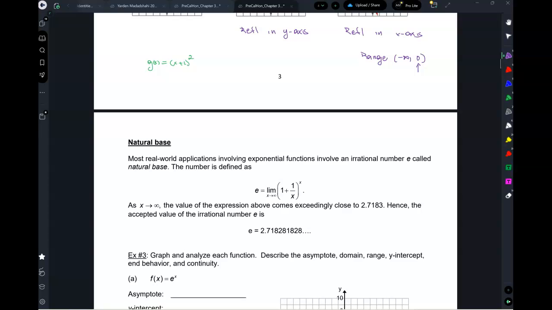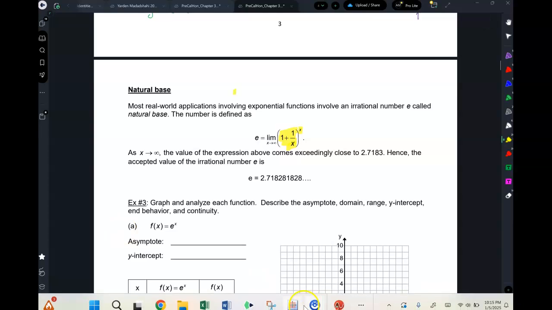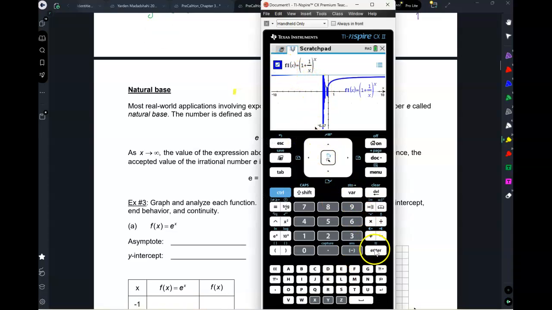Okay, so where does the natural base come from? A lot of real-world applications that involve these equations have this term, 1 plus 1 over x to the power of x, right? This pops up a lot in a lot of equations. Now that equation, 1 plus 1 over x to the power of x, when we graph it, I actually have it right here, right? When we graph it, it looks like this, right? Very cool looking. But over here, something's happening and keeps going and going and going.